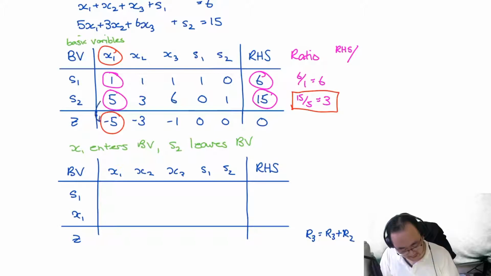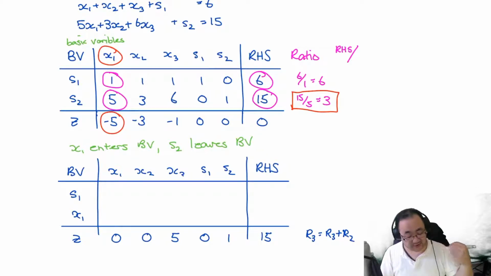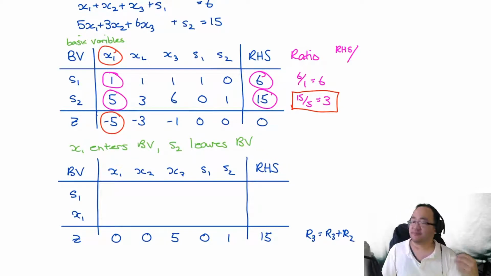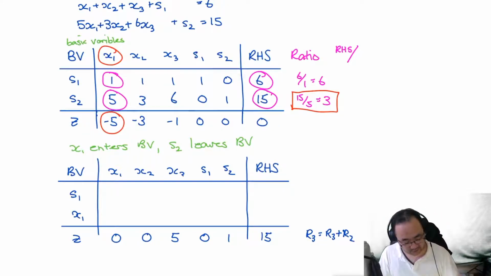So basically, it's going to be 5 plus -5, and that's going to be 0. 3 plus -3, that's going to be 0. 6 plus -1 is going to be 5. 0 plus 0 is going to be 0. 1 plus 0 is going to be 1. And then 15 plus 0 is going to be 15. Alright, and now what I'm going to do is divide the second row by 5.